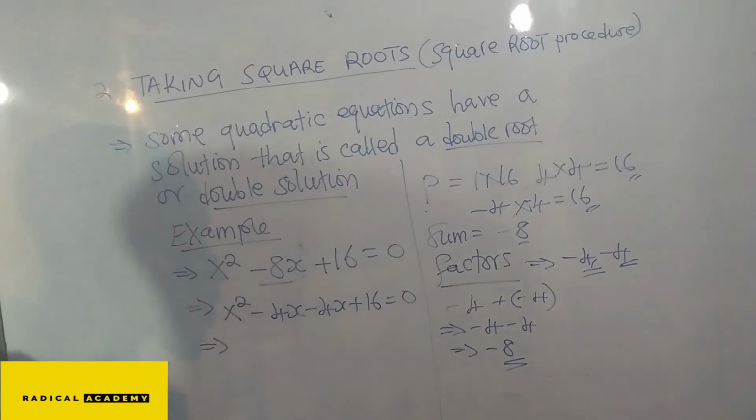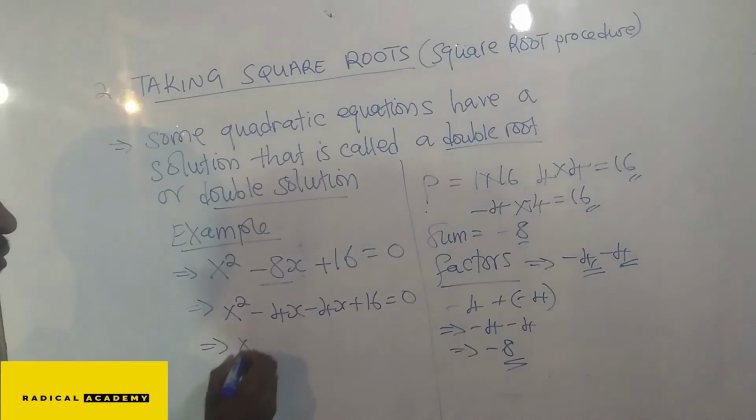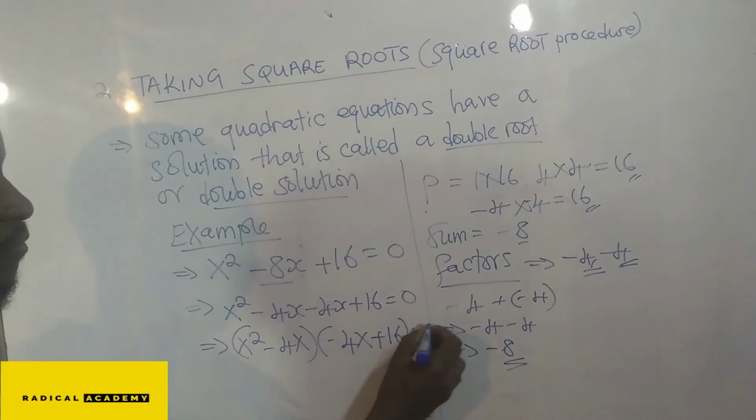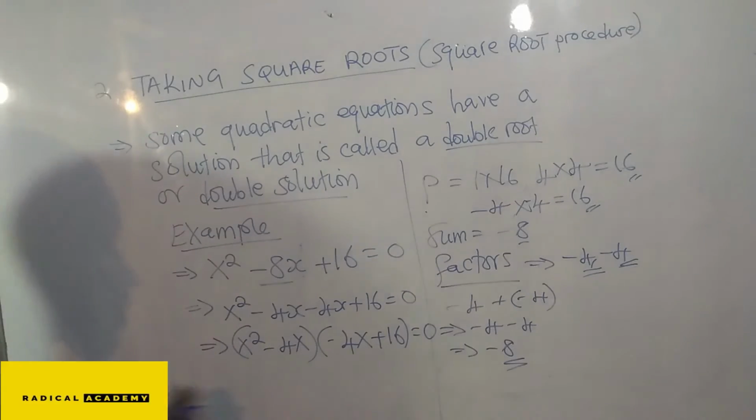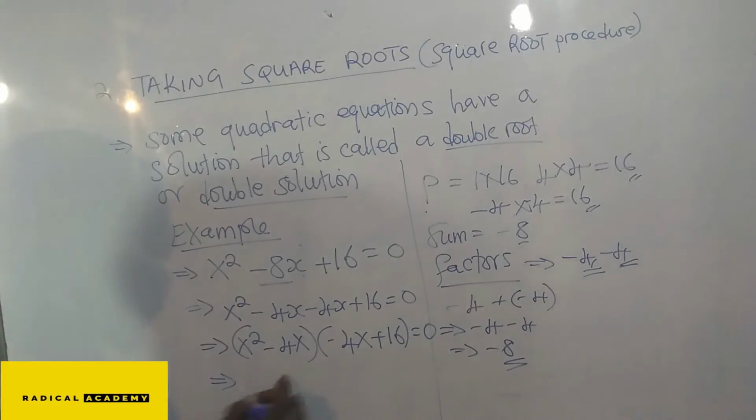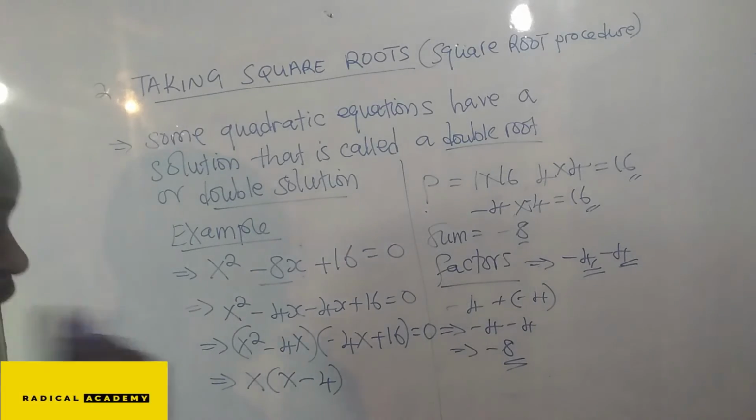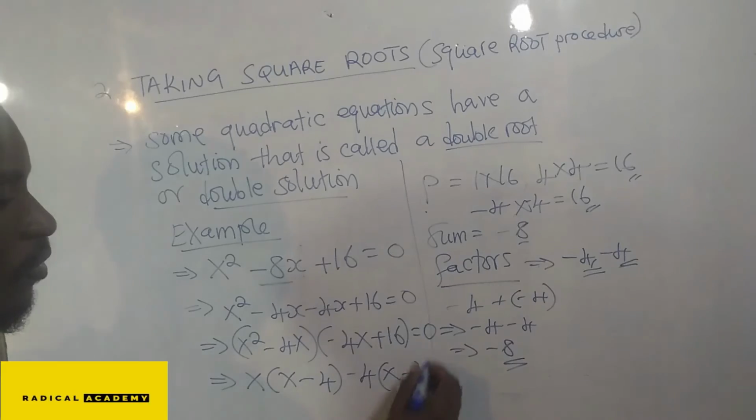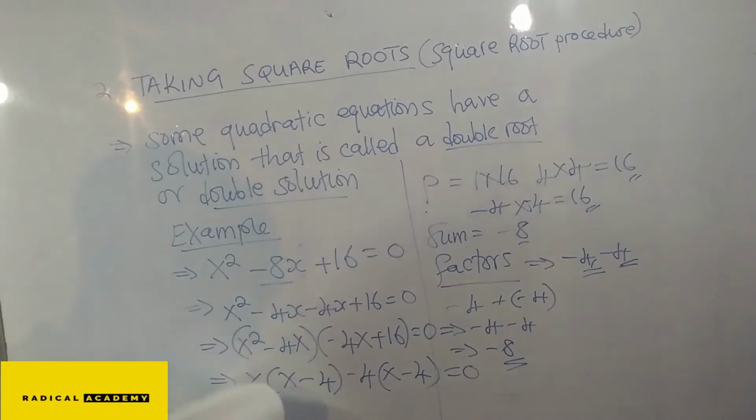And then now what you do is you group them. Okay, so once you do that, you factorize. You say x is common. Then what is common there? You have -4. Then this into that x. Then -4 equals 0.